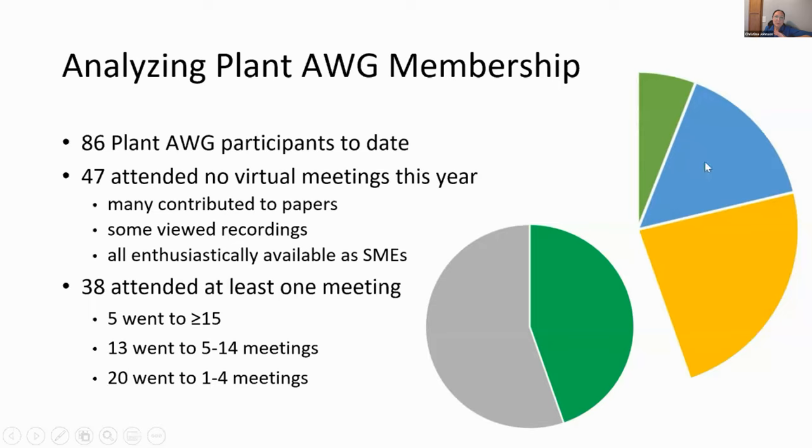And this is a breakdown of those 38. So we had five people who went to more than 15 meetings. I am so impressed with the people who could go to that many meetings and made time for that. They have been the backbone of our group. So 13 of these folks went to 5 to 14 meetings, and then 20 went to 1 to 4 meetings.